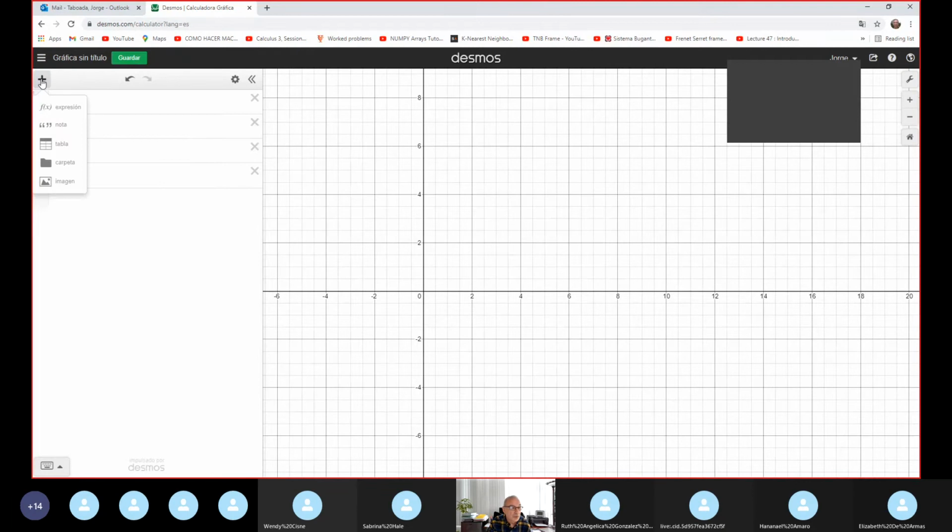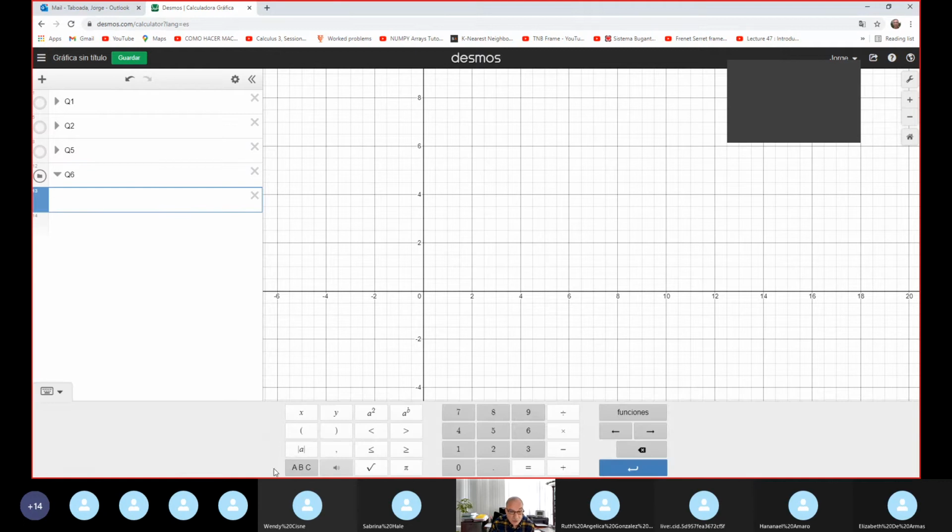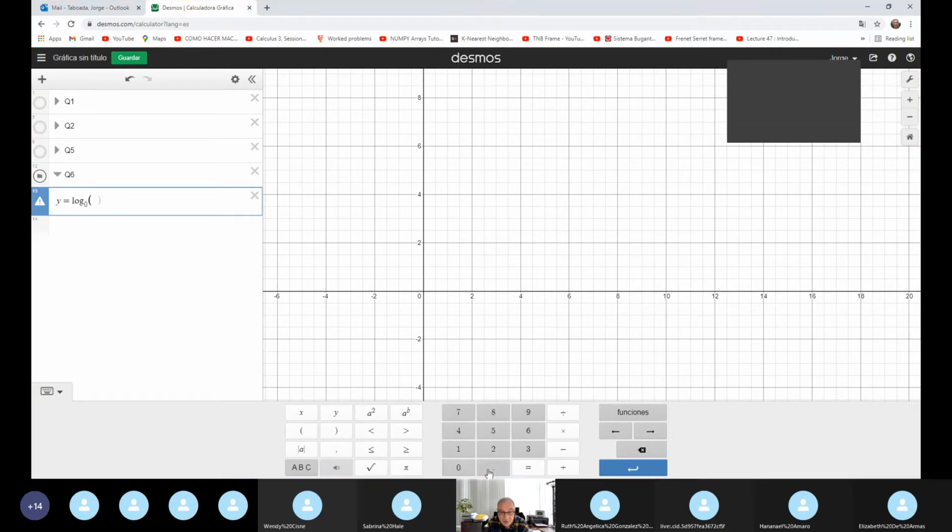Create here a folder, a folder called question 6. I put in the first place a y equal. Okay, and the keyboard for Desmos is more comfortable. Put y equal, and in the functions, miscellaneous, you select the non-standard logarithm. The base is 1/2. In this case, it's a little bit complicated to type 1/2 here, but I recommend you put 0.5. It's much better. Of x.